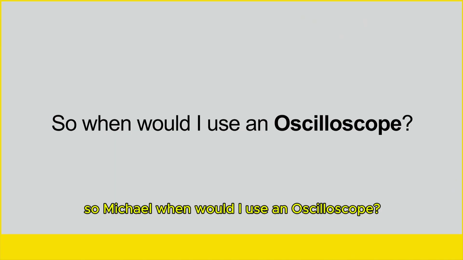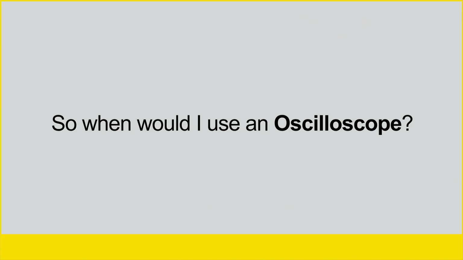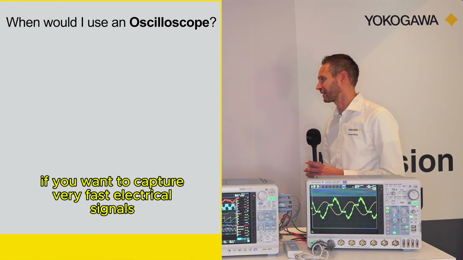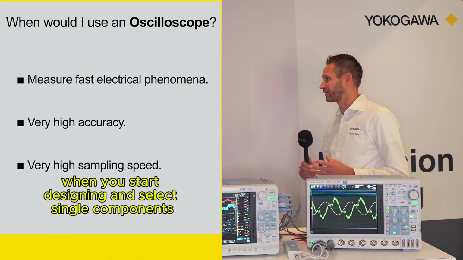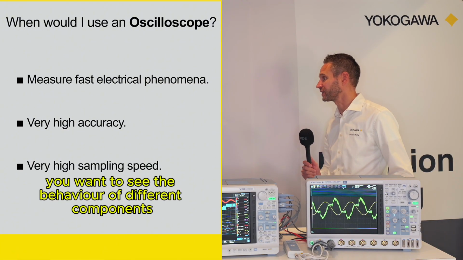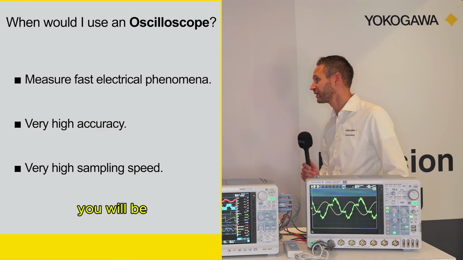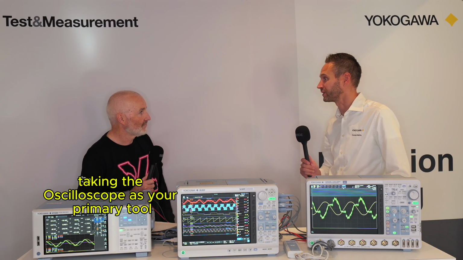So, Michael, when would I use an oscilloscope? So the oscilloscope you will be using if you want to capture very fast electrical signals. So when you start designing and select single components and you want to see the behavior of different components, or maybe gauge signals of an inverter, you will be taking the oscilloscope as your primary tool.